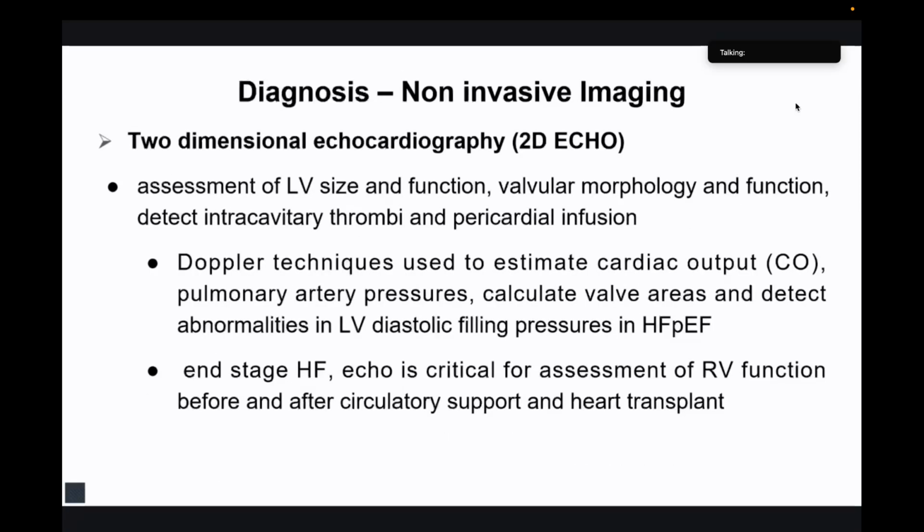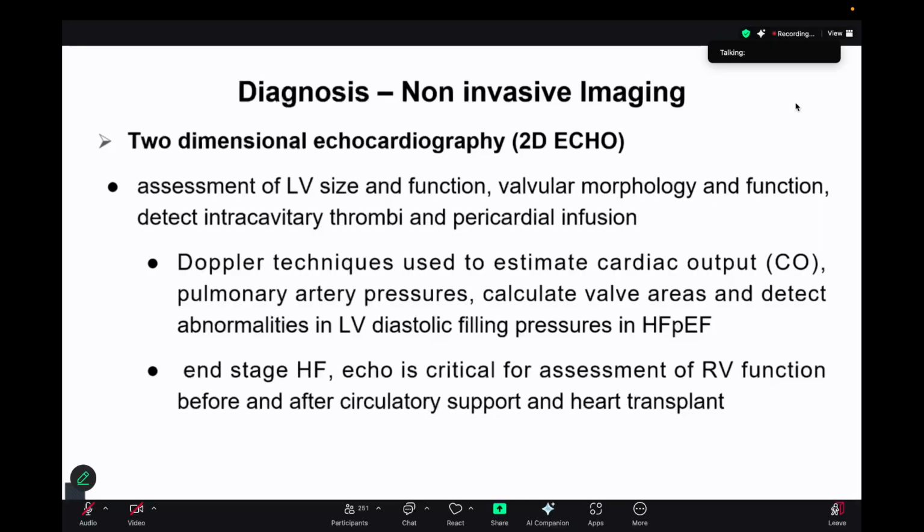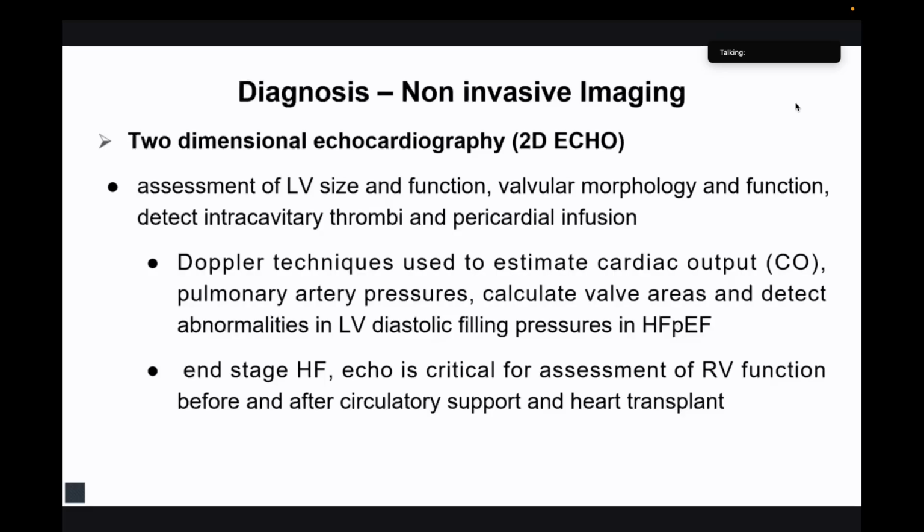Other diagnostics are non-invasive imaging studies. Non-invasive cardiac imaging is essential for the diagnosis, evaluation, and management of heart failure. 2D echo is the single most useful test in evaluating the cause of heart failure. It helps to assess the left ventricular size and function, the valvular morphology and function, and it helps to detect intracavitary thrombi and the presence of pericardial effusion.